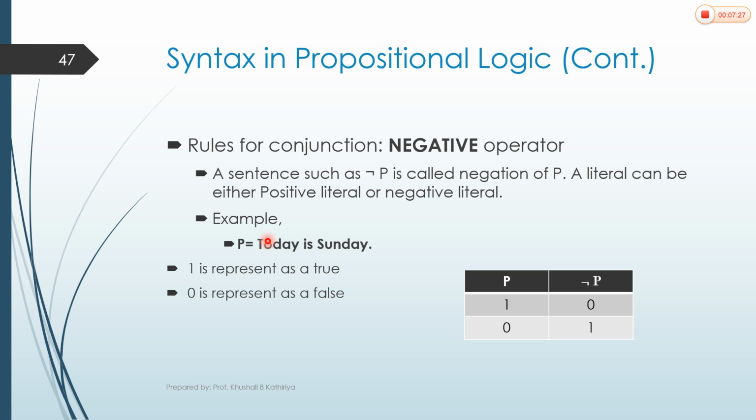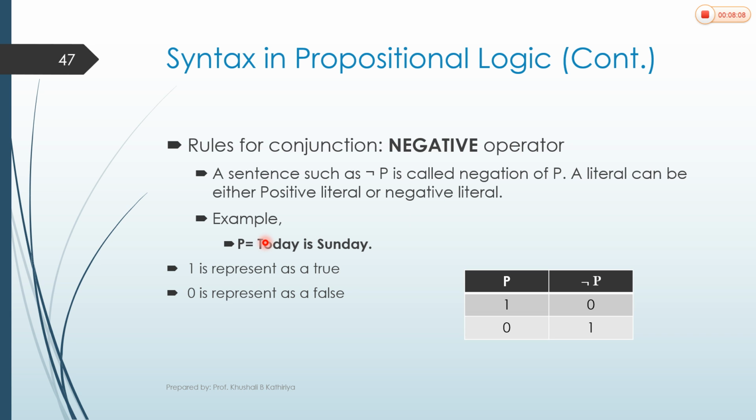First, the rule for the negative operator, the not operator. What do we mean by negative operator? Negative means not, with the keyword not. We write not P, not A, not B, like that. A sentence such as not P uses the symbol for the negative operator. Not P is called the negation of P. A literal can be either a positive literal or a negative literal.